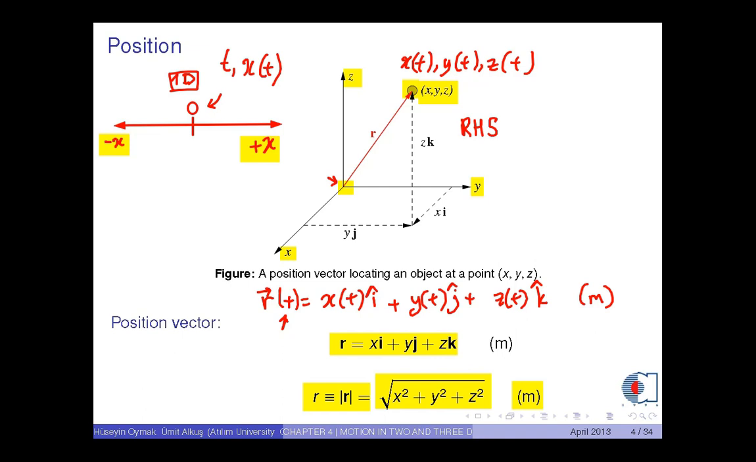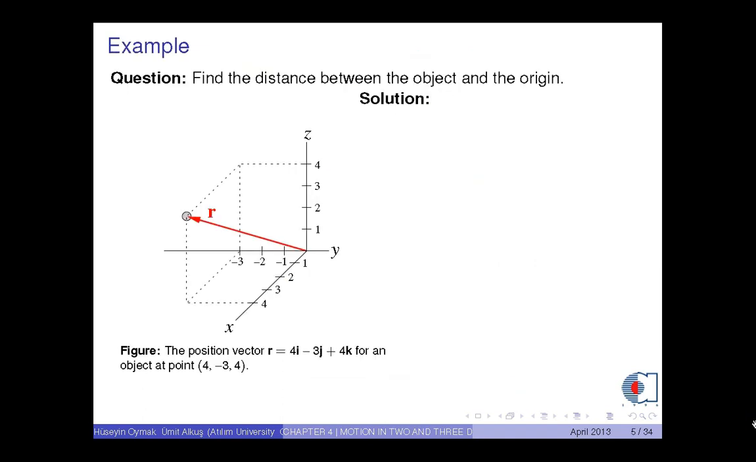Okay, let's solve a simple problem. Consider an object whose location is specified according to this right-handed rectangular coordinate system. Then we are asked to find the distance between the origin and the object. To solve this problem, we find carefully the x, y, and z components of this point, which is determined easily as 4, -3, and 4. In the unit vector notation, the position vector r is written as vector r equals 4i minus 3j plus 4k.